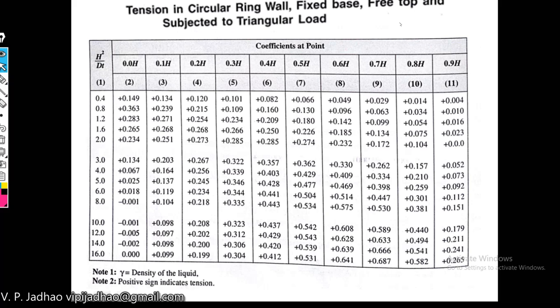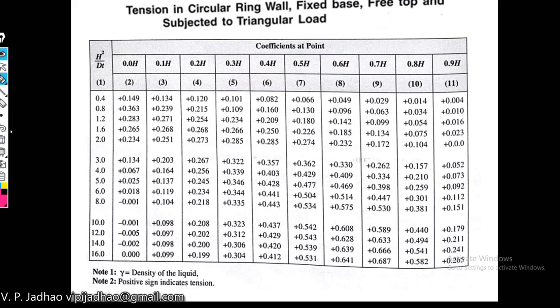These tables are given in IS 3370, 1967, part 4. The only problem is that the table given in IS 3370 part 4 is in kg per meter unit, but we want it in kilonewton per meter unit. So these values are given in books, in any standard books, and we can use these particular values.